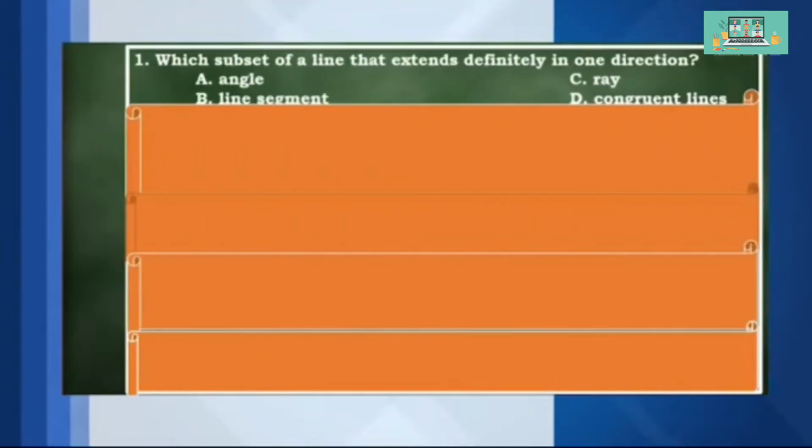Number 1. Which subset of a line extends indefinitely in one direction? A. Angle. B. Line segment. C. Ray. D. Congruent lines.